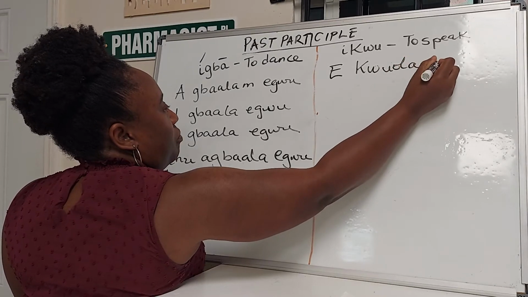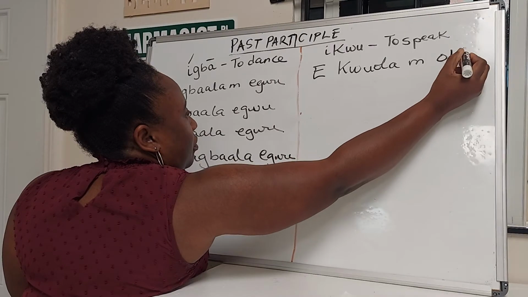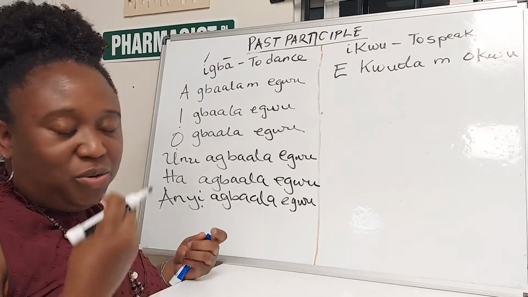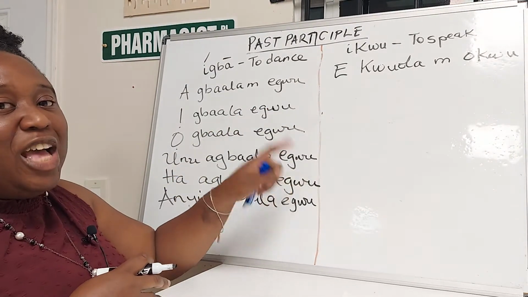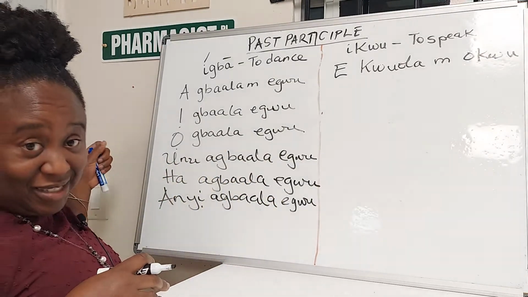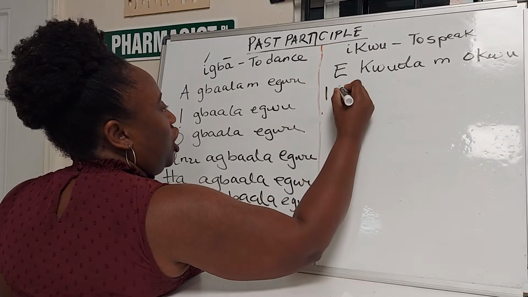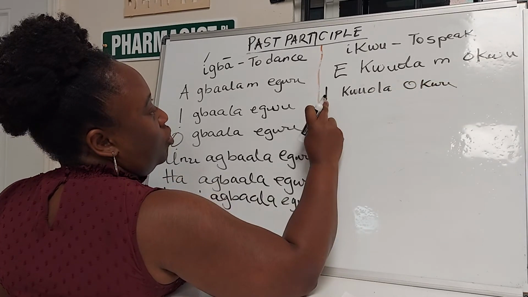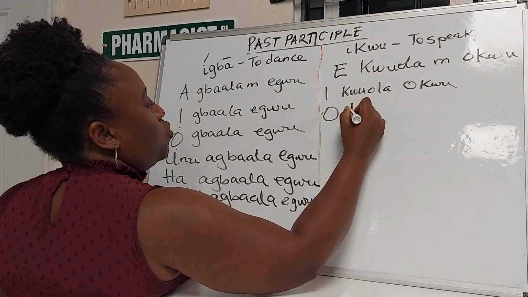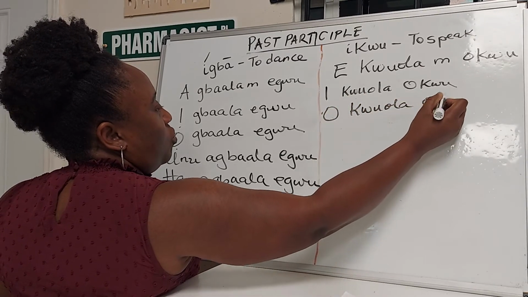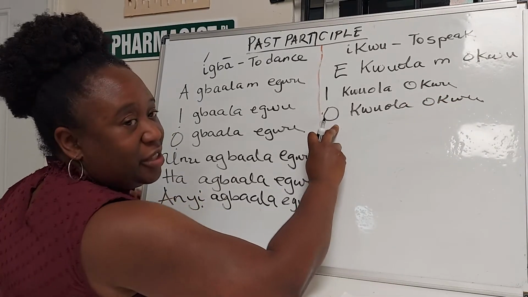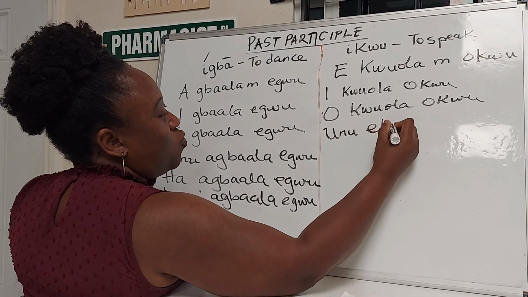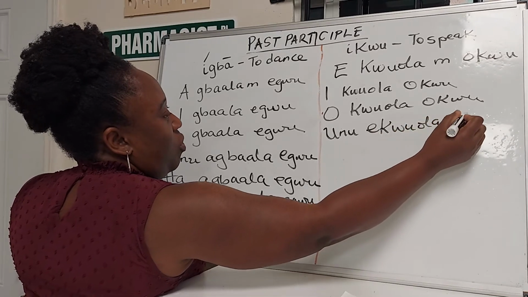Kwuolam okwu. I have spoken. No, I have talked. I have spoken. To say, use your words, using your words. So, I have talked or I have spoken. Is that clear? Ikwuola okwu. No dot. Okwuola okwu. He or she or it has spoken. Unu ekwuola okwu.